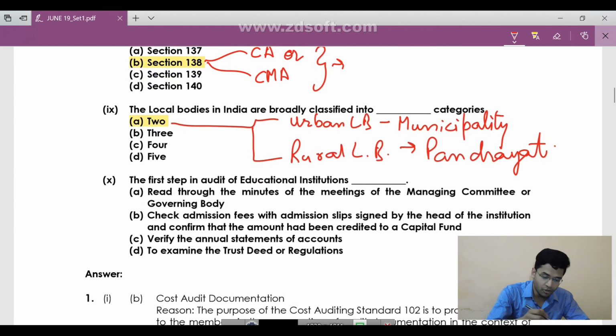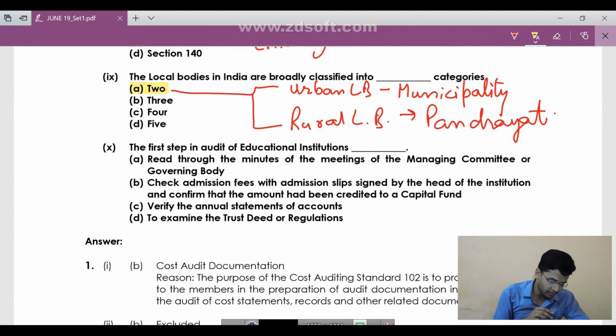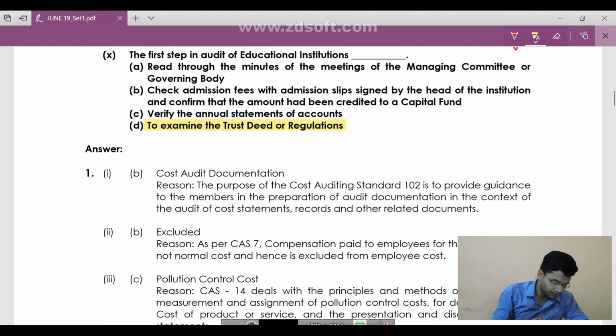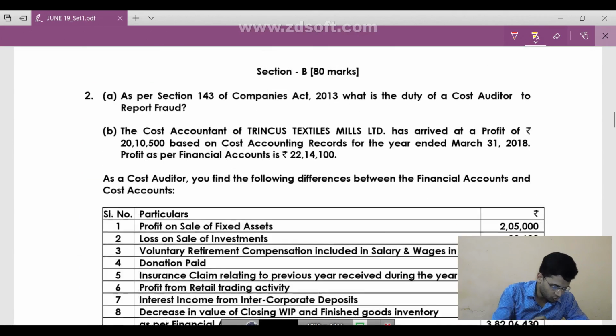Next, the first step in audit of an educational institution. Guys, you must have read the steps of audit of educational institutions. What is the first step while auditing an educational institute? Read through minutes of meeting, check admission fee, verify annual statement of accounts? The first and foremost step is to study the trust deed or the regulations under which the educational institution is set up. So that is the answer. Alright, let's move on quickly to the next question.